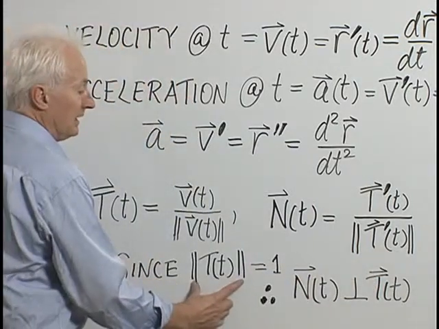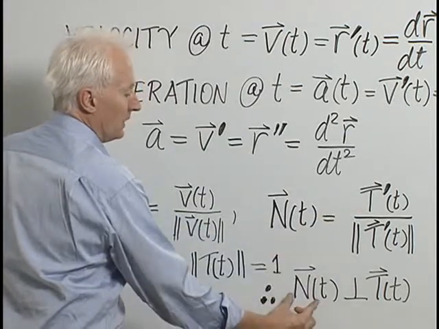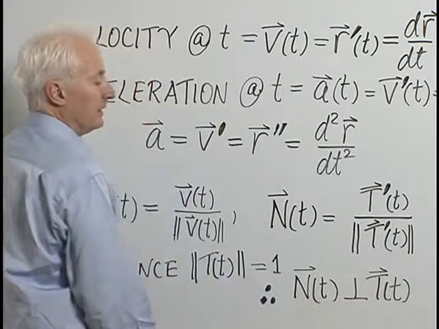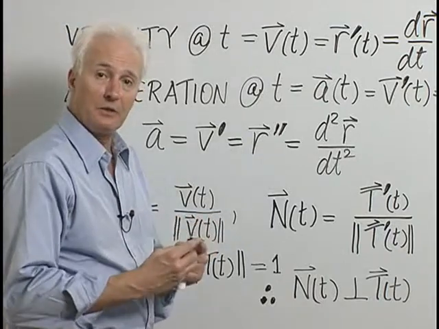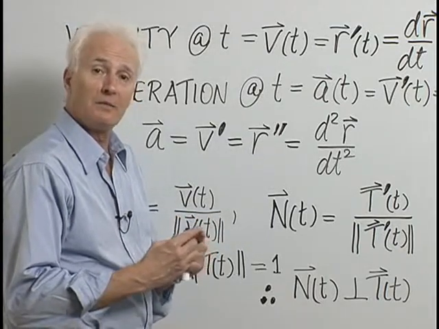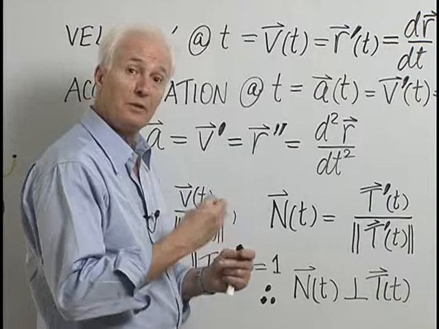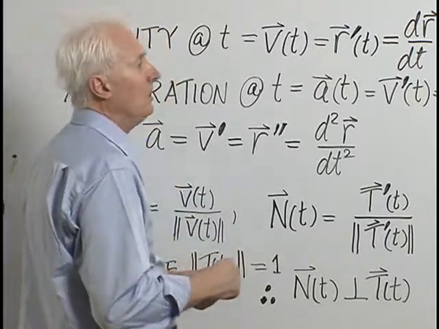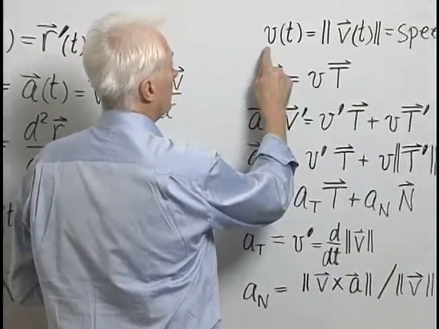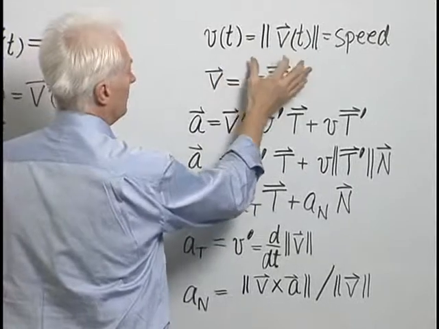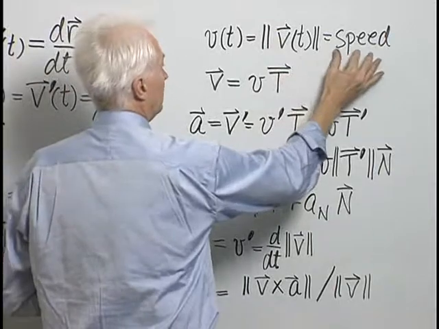Now, since the length of T of t equals 1, and since N of t is parallel to T prime, we know, therefore, N of t is also perpendicular to T of t. That is, the unit normal vector to the curve and the unit tangent vector to the curve are themselves perpendicular to each other at each value of the parameter t. Okay, what does this actually mean then for our description of the curve? I'm going to use a script v of t to denote the length of the velocity vector, and of course, thinking in terms of motion, that's speed.